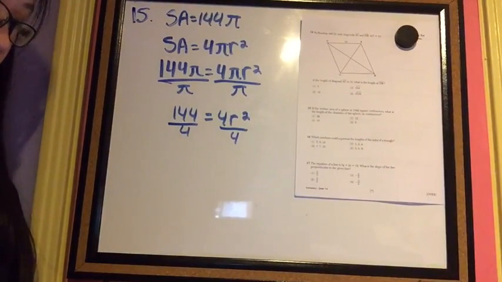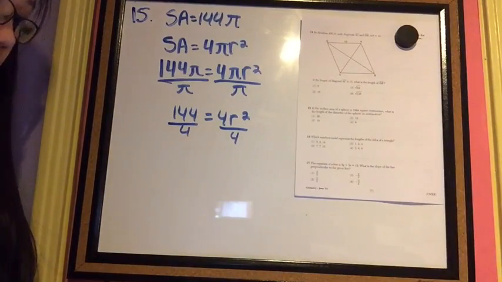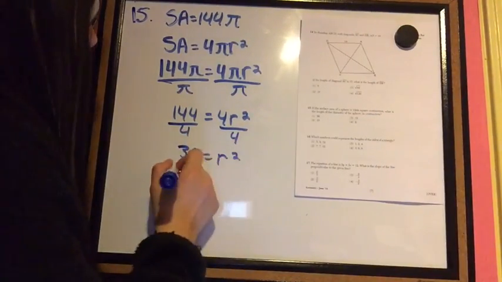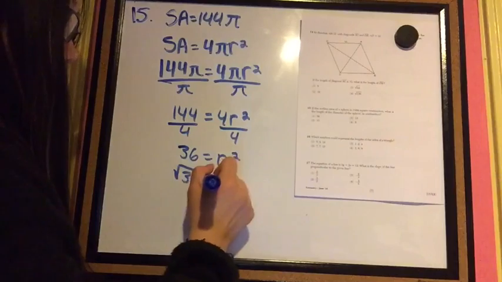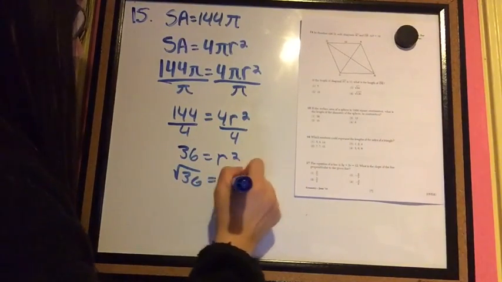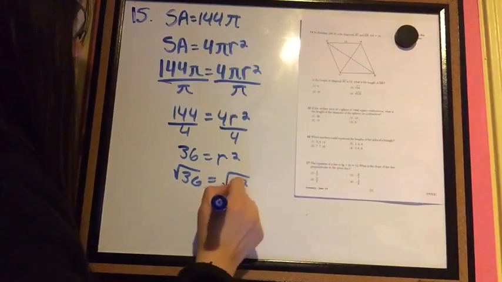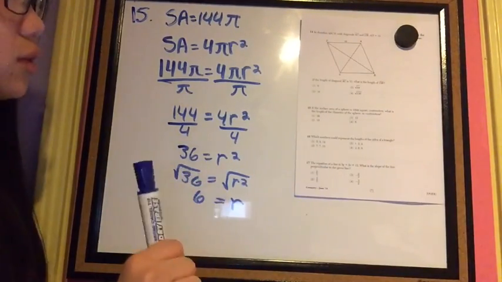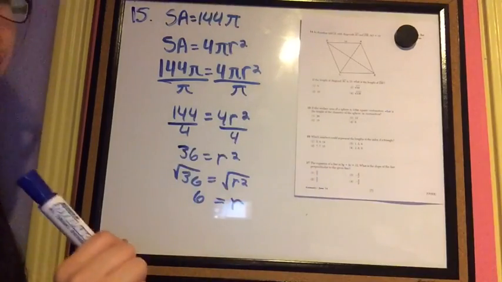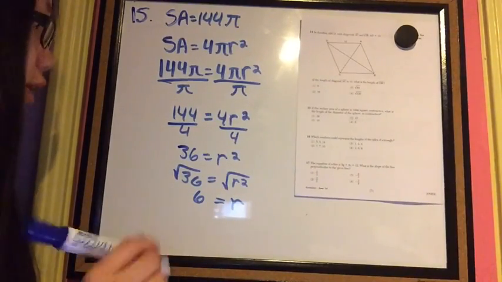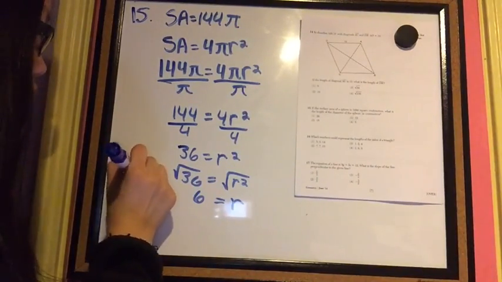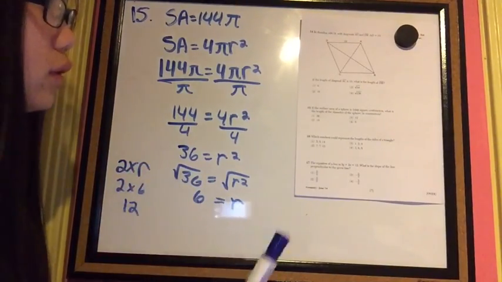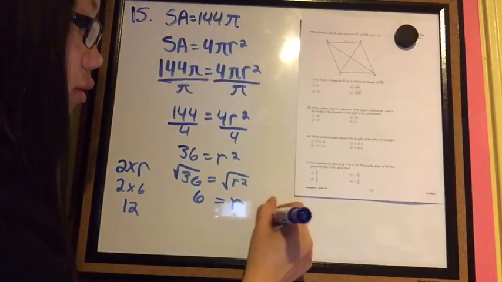giving you 36 is equal to radius squared. The square root of 36 would be equal to the square root of r squared, which is just r. So r is equal to 6. And the radius is 6. But the question is not asking for the radius, it's asking for the diameter. Diameter is 2 times the radius. So 2 times 6, which is equal to 12, which is number 3.